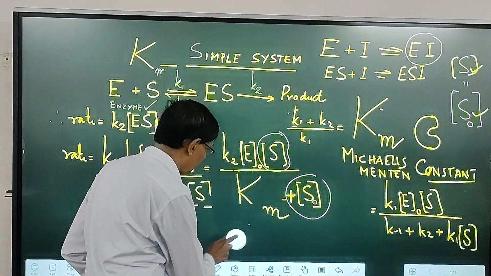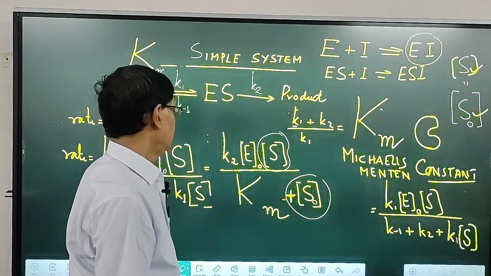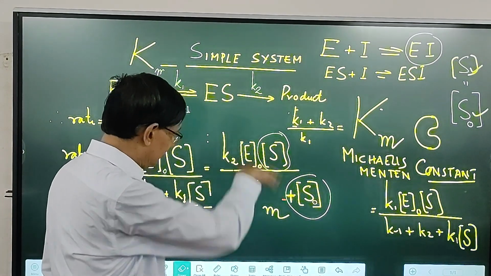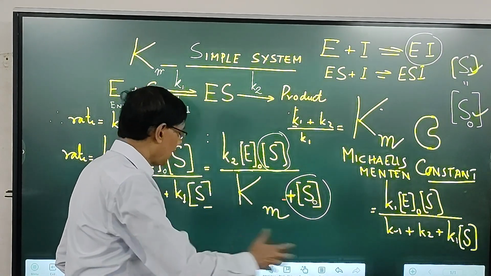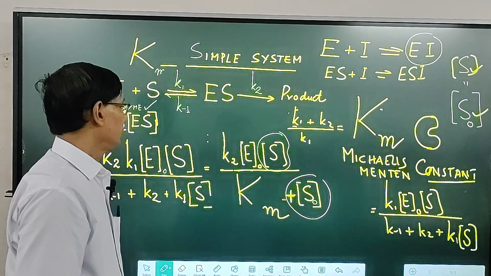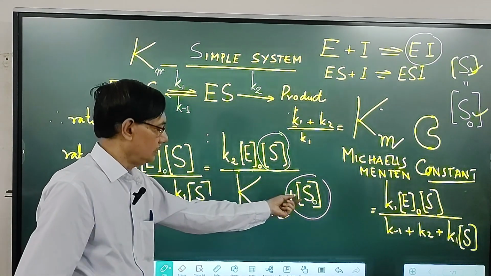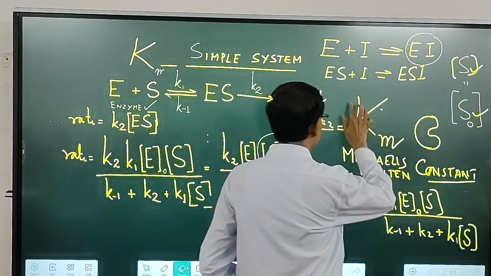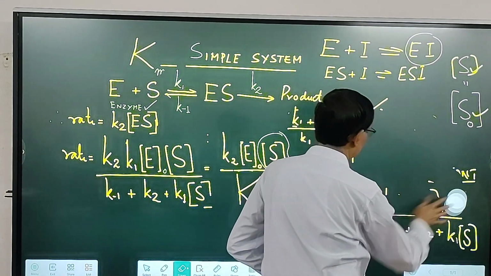Now if I want to ask you how do you calculate the Michaelis-Menten kinetics, what Michaelis and Menten did was plot a graph. I am just showing that graph. They plotted a graph between the rate and the substrate concentration.